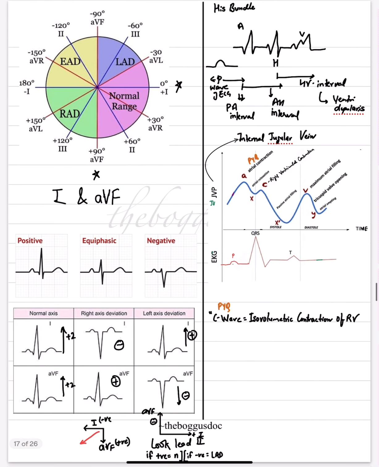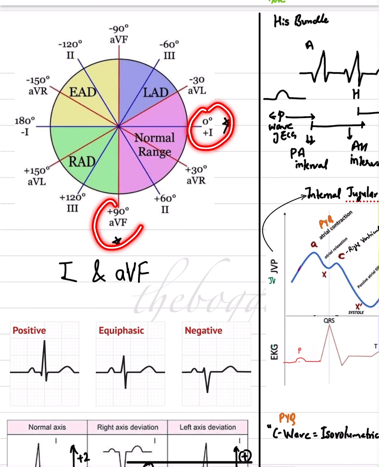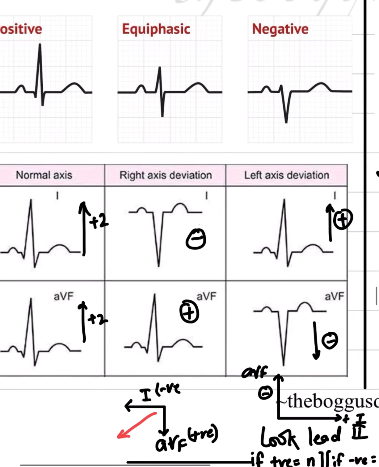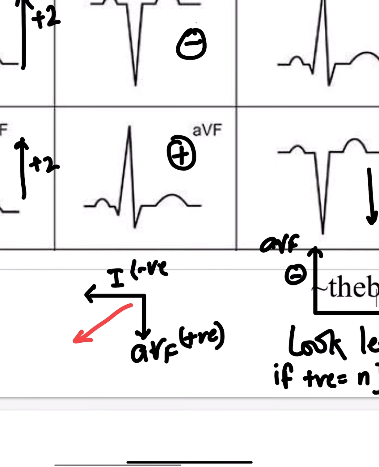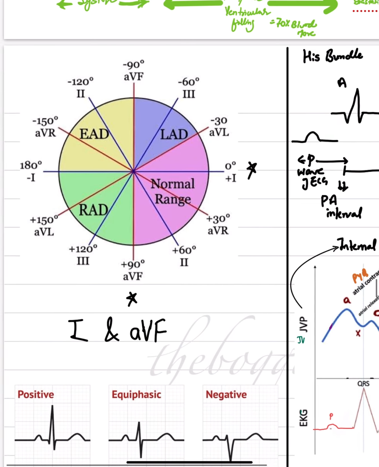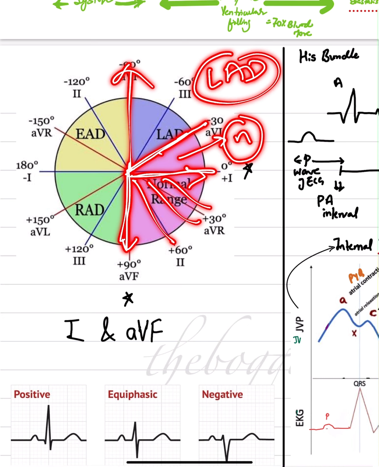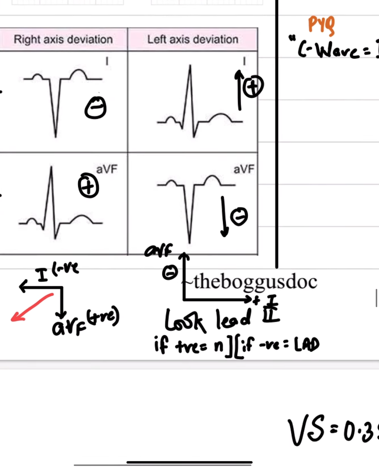If someone asks about the axis deviation, right axis deviation or left axis deviation, we have to look at two things: lead 1 and lead AVF. This is positive because the QRS is positive, this is equiphasic, and this is negative. It is a normal axis when both are positive. In this graph, in the normal range, but on the left we have two possibilities, normal and left axis deviation. So if anything falls in this zone, we have to differentiate between left axis deviation and normal.